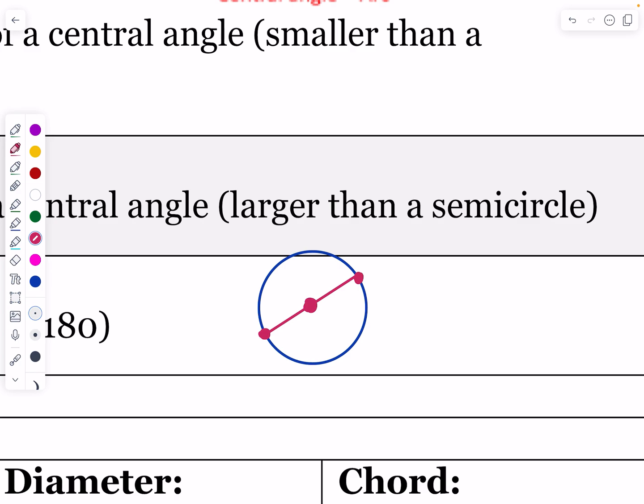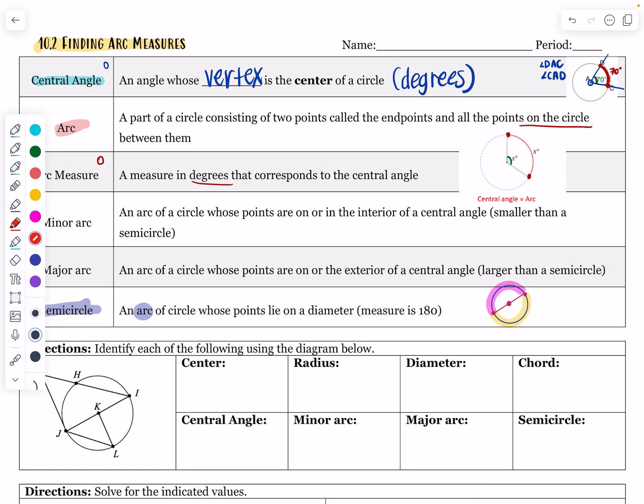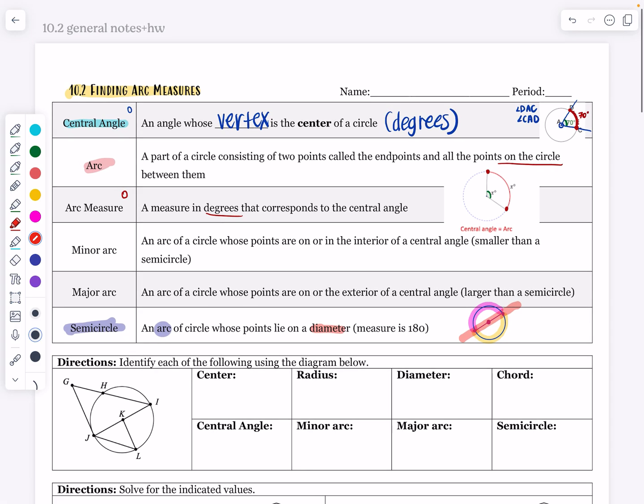If that is a diameter, it is going to create two semicircles. We have a semicircle at the very top of this circle from this diameter in pink. We also have a semicircle below that. Both of those are 180 degrees. So anytime you are looking for a semicircle, find a diameter in the circle first. Once you find that diameter, it's going to create two semicircles. Its measure is 180 degrees.